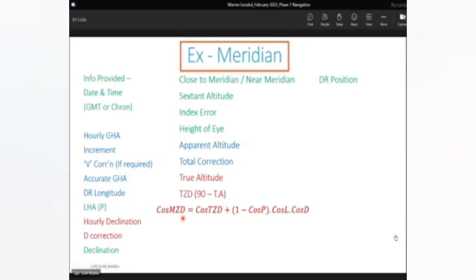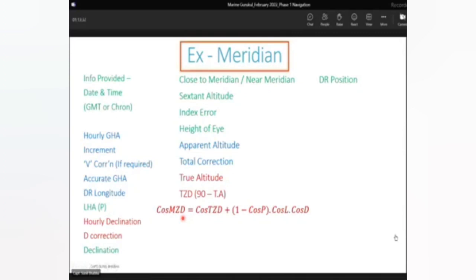It could be that it was raining at the time of meridian passage, or the sun or the celestial body was covered with clouds. You could not take a sight at that particular instant. Now Merpass is an instant. So if you miss that instant, then the meridian passage sight is not possible. It happens only once in a day for the sun at the noon time. So if you miss that instant, the Merpass sight cannot be obtained.